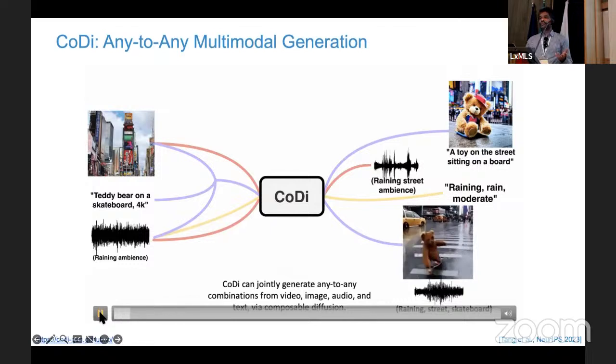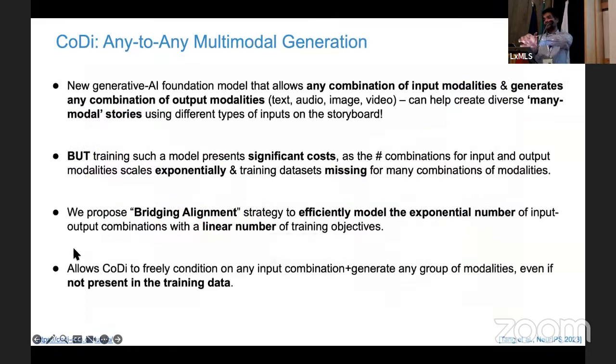So that's the main goal of Cody, right? Let me move on to some of the technical details. This is basically the idea: can we have a new kind of generative model that can take any combination of input modalities and generate any other combination, right? Think of it as a many-modal kind of storyboard.